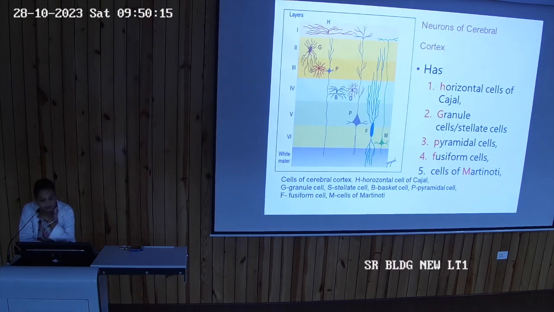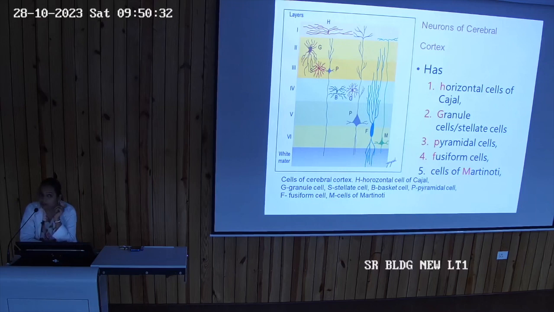Then second is the granule cells or the stellate cells. These are small size cells which have smaller processes. These are present in the second layer and in the fourth layer. These are the smaller cells. Then we have pyramidal cells. Now pyramidal cells are the important cells.